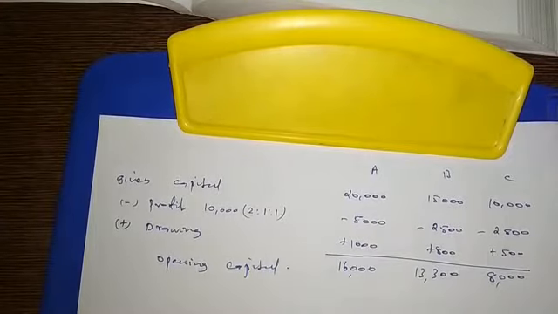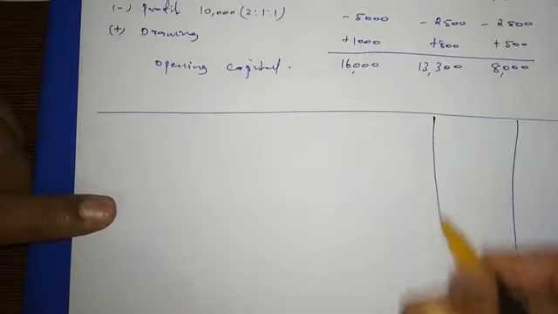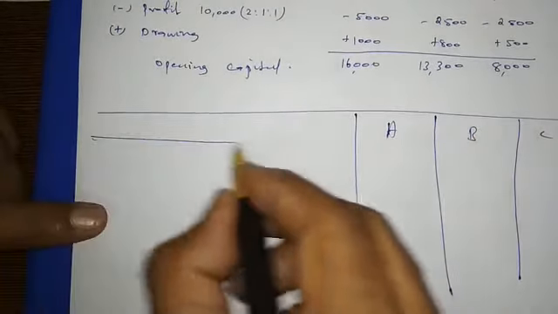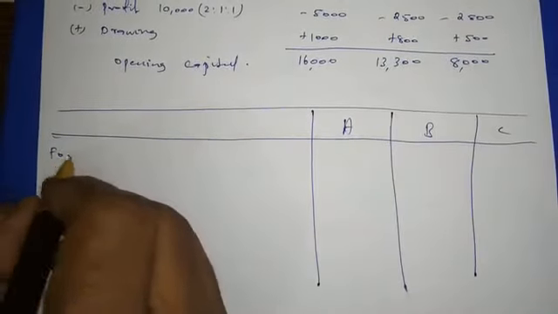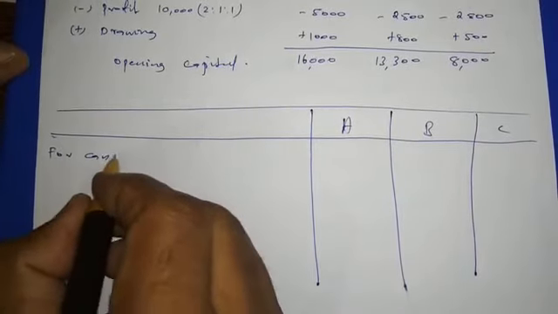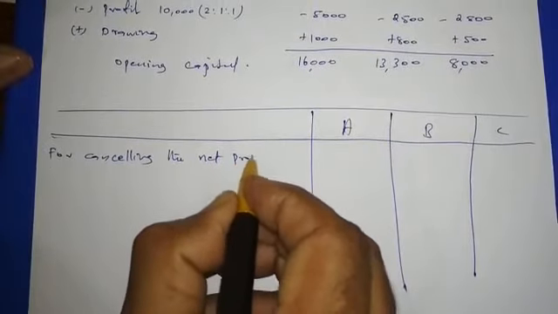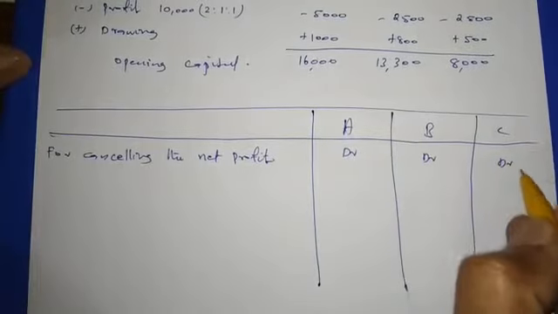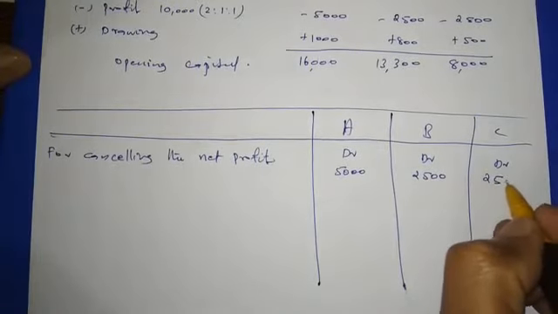Now as a normal question we can complete this one. We have to make the table showing adjustments. Here 3 columns: A, B, C. First of all we can cancel the profit, because the profit is already distributed. For cancelling the net profit, we have to debit the partners' capital accounts. This is 5,000, 2,500, 2,500.